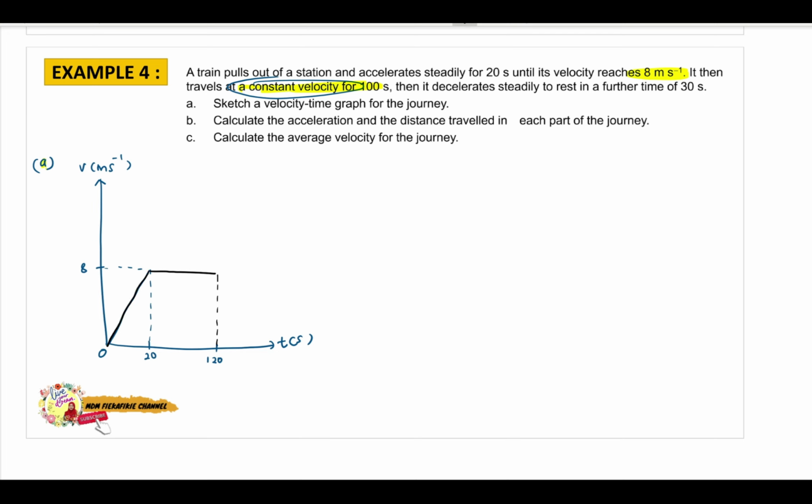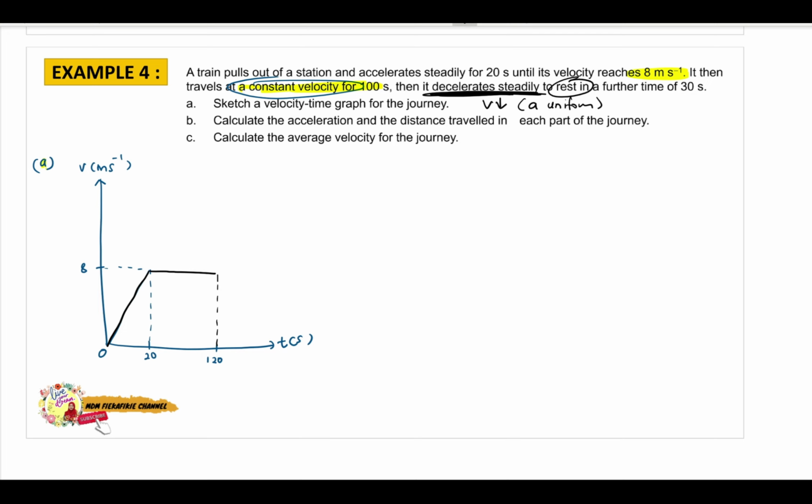And then last, what happened? It decelerates steadily. When it says decelerate, its V is decreasing. Steadily means the deceleration is uniform, a straight line, until it comes to rest.